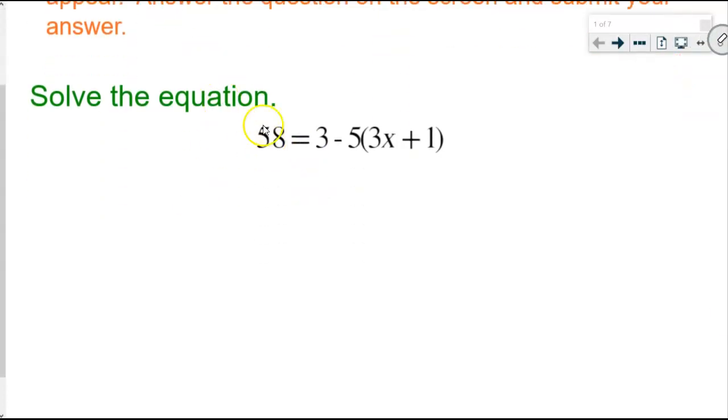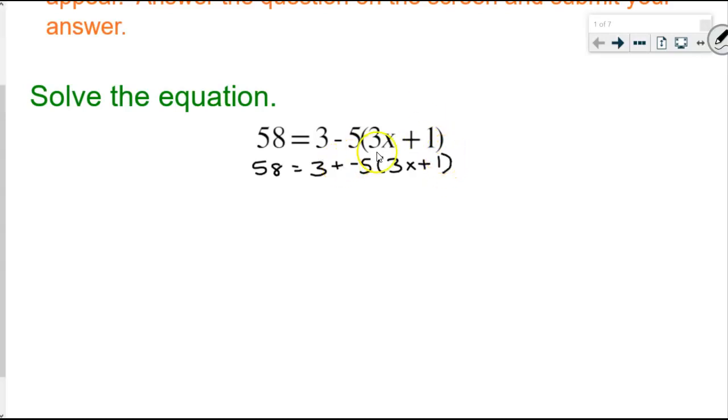Remember, this is an equation which is made up of an expression, which is simplified, equal to another expression, this one, is not simplified. So before I try and solve, it is best if I simplify first. When I simplify, I'm going to start by changing all of the subtraction to adding a negative. So 3 minus 5 groups of 3x plus 1 becomes 3 plus a negative 5 groups of 3x plus 1.